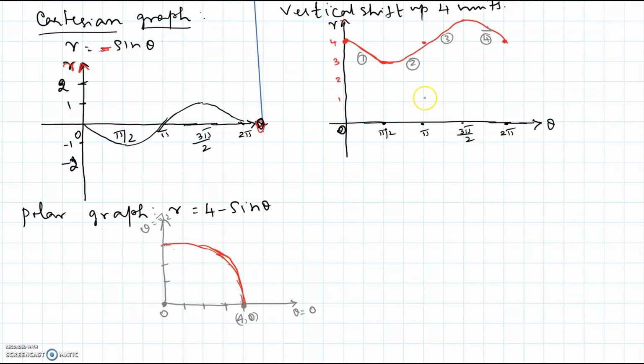Then from pi by 2 to pi, it increases to 4. This is the line corresponding to theta equal to pi. In this direction, it is coming back and reaches 4: 1, 2, 3, 4 in this direction. So it's kind of making a semicircle right now.